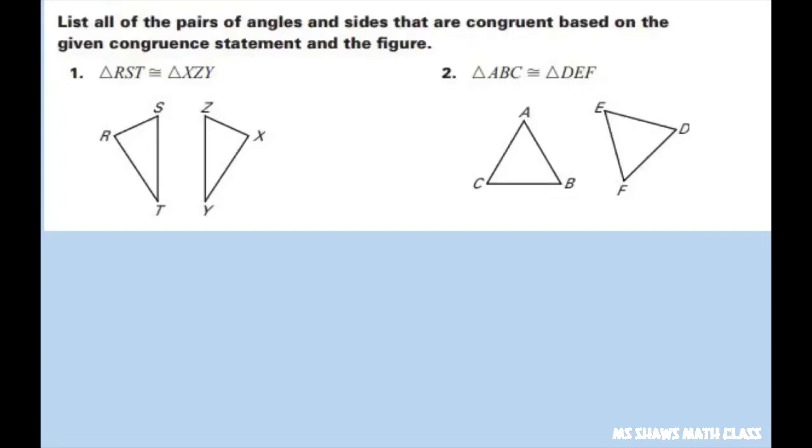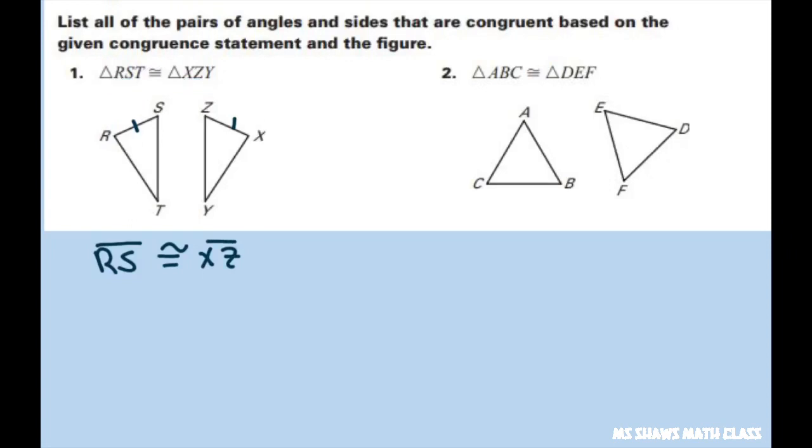Hi, we're going to list all the pairs of angles and sides that are congruent based on the given congruence statement and the figure. Those are basically triangles. It says that triangle RST is congruent to triangle XYZ. So that means RS goes with XZ. So let's write that. RS is congruent to XZ.